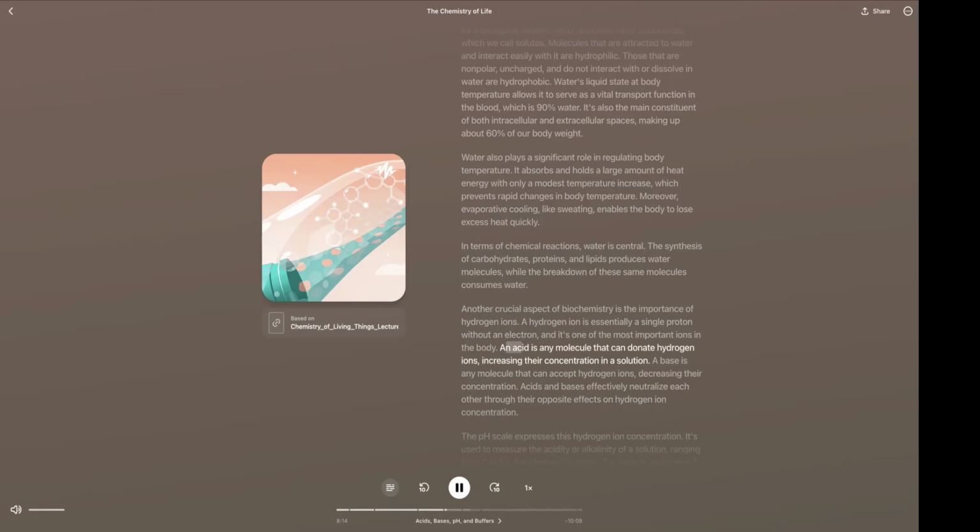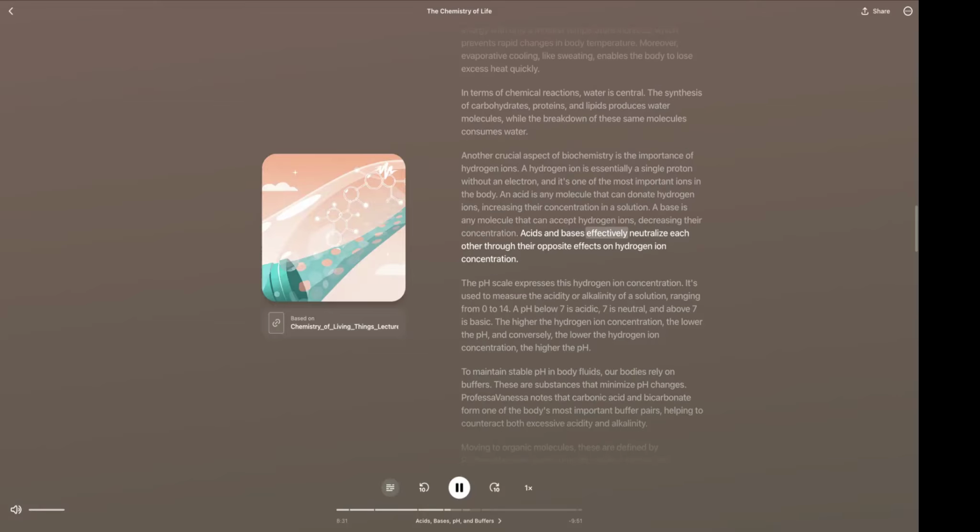An acid is any molecule that can donate hydrogen ions, increasing their concentration in a solution. A base is any molecule that can accept hydrogen ions, decreasing their concentration. Acids and bases effectively neutralize each other through their opposite effects on hydrogen ion concentration. The pH scale expresses this hydrogen ion concentration. It's used to measure the acidity or alkalinity of a solution, ranging from 0 to 14. A pH below 7 is acidic, 7 is neutral, and above 7 is basic.